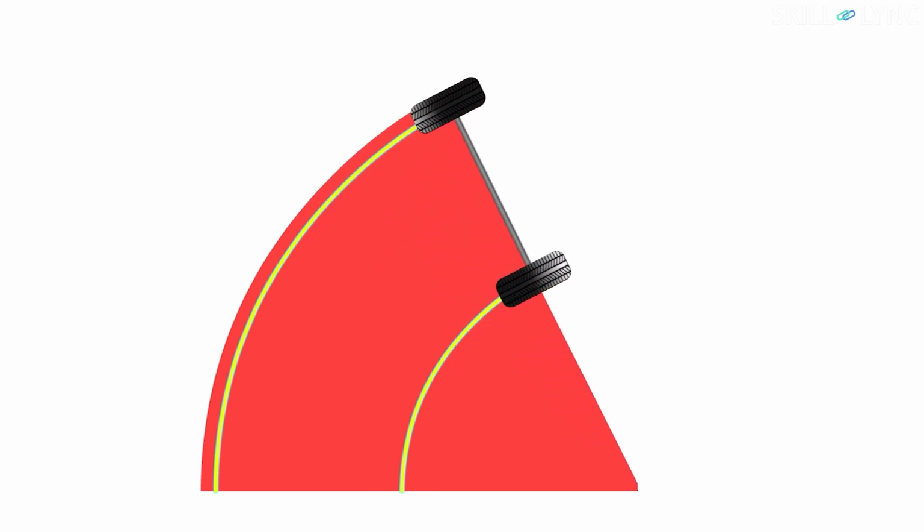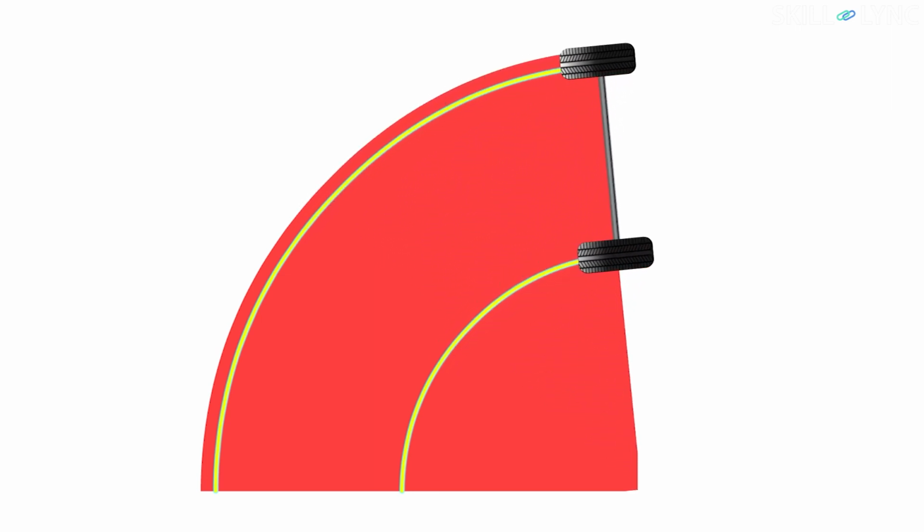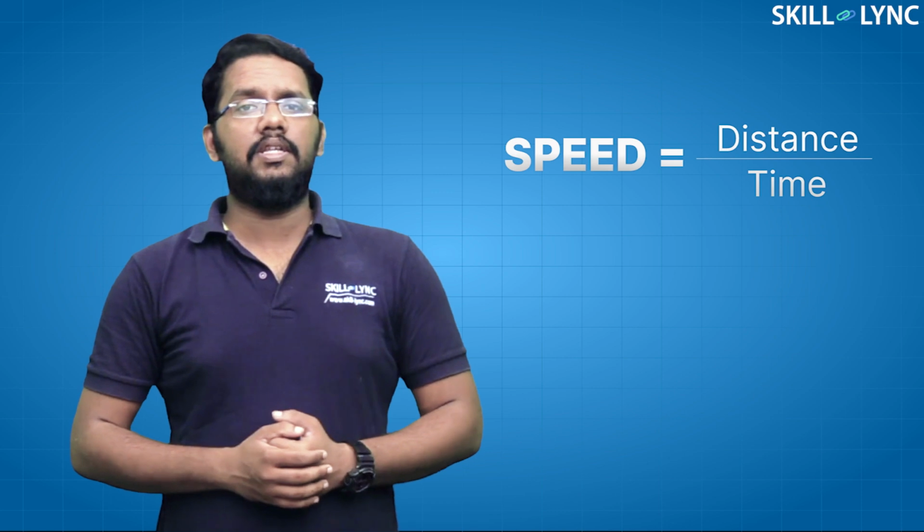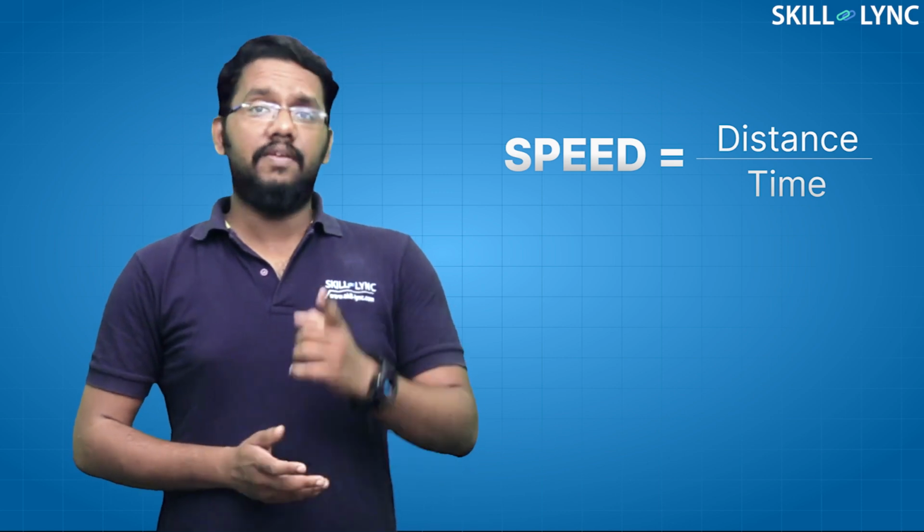Imagine a situation where you are driving a car in a straight path. At this time, all the wheels of the car will cover the same amount of distance. But when you want to take a turn, the inner wheels of the car have to cover a smaller distance, and at the same time, the outer wheels have to cover a longer distance. We all know that speed is the distance traveled in unit time. So, for covering different distances at the same time, we need different speeds.